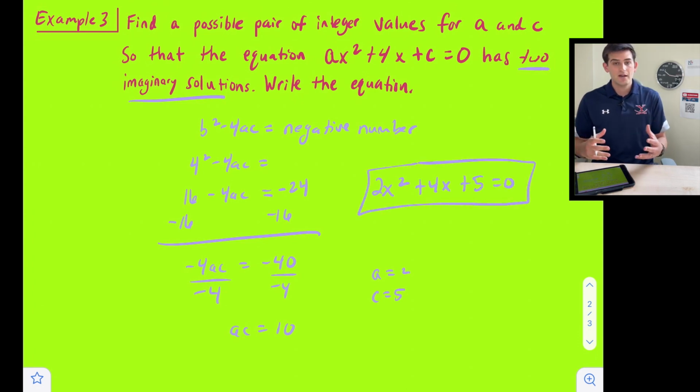And if we graph that, this would be a parabola that opens up, but its vertex would be above the x-axis. So there are two imaginary solutions. And that's how you can write a quadratic equation when a and c are missing, but when you know b, and you know the types of solutions that you need to have.